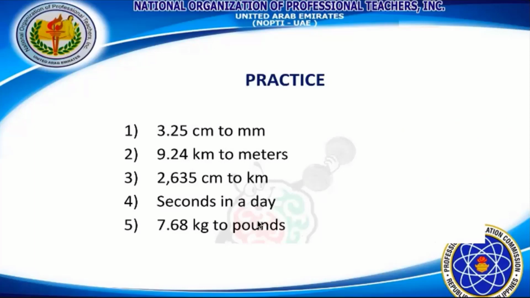7.68 kilograms to pounds. How many is 1 pound? 1 kilogram is 2.2 pounds. So, 7.68 times 2.2 is about 16.9 pounds. Okay? Questions? Are you still enjoying mathematics?